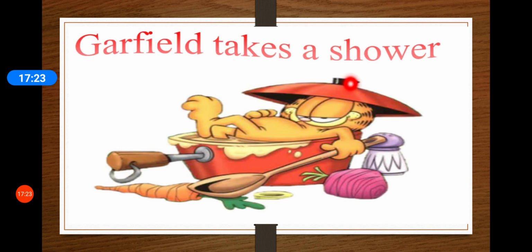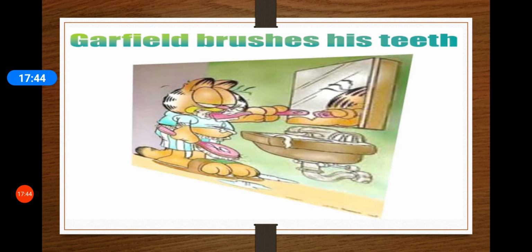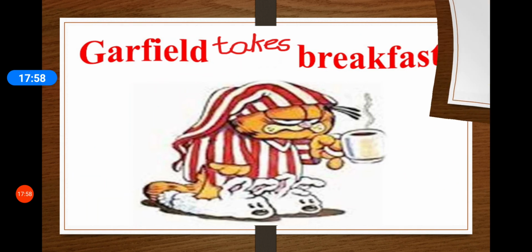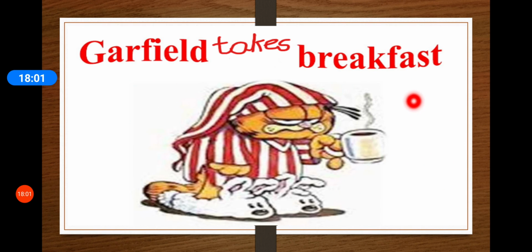Garfield takes a shower. Again singular subject, so we have added S. Had it been I, it would have been I take a shower. But because it is Garfield, a singular subject, we will add S. What does he do then? Garfield brushes his teeth. Now the point to note over here is brush. Brush is the verb. It ends in SH, so we have added ES. Right? Garfield takes breakfast. Yes, after brushing his teeth, he takes breakfast.